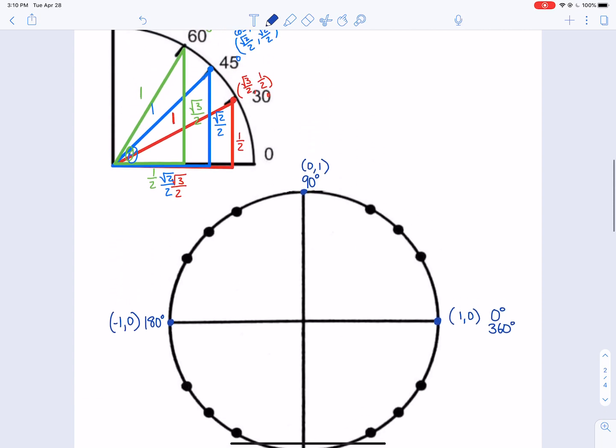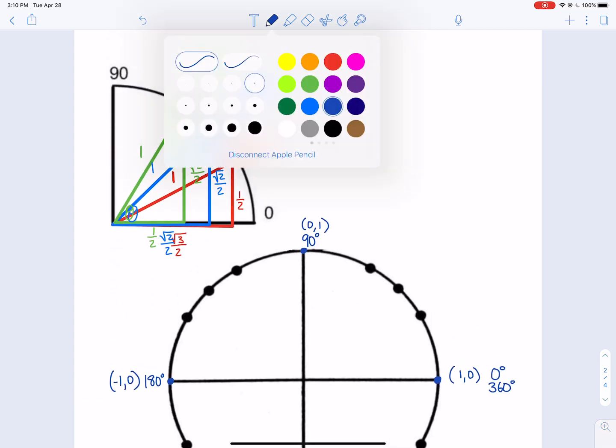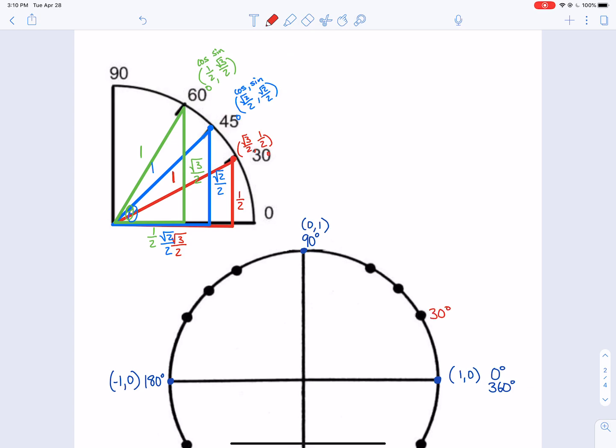All right, so let's bring in the ones that we were working on. So we have the 30 degrees is the coordinate square root of 3 over 2 and 1/2. So cosine is square root of 3 over 2, sine is 1/2. Then we have, I'm going to put the degree measure. So we have 45 degrees is located at the coordinate square root of 2 over 2 for our cosine and square root of 2 over 2 for the sine value. And then our 60 degree angle has a coordinate at 1/2, square root of 3 over 2.